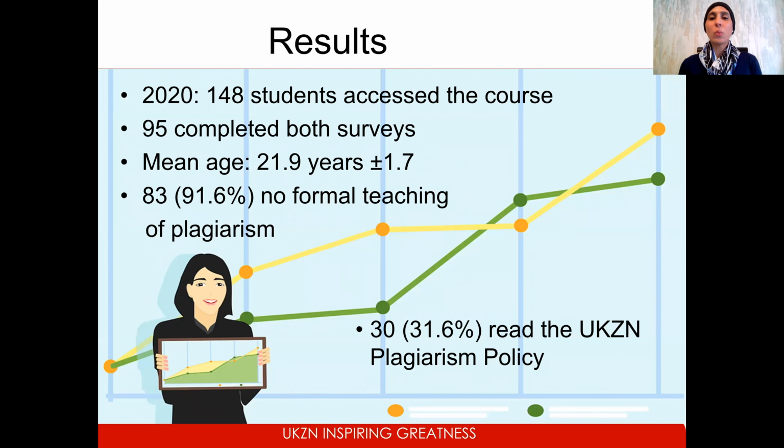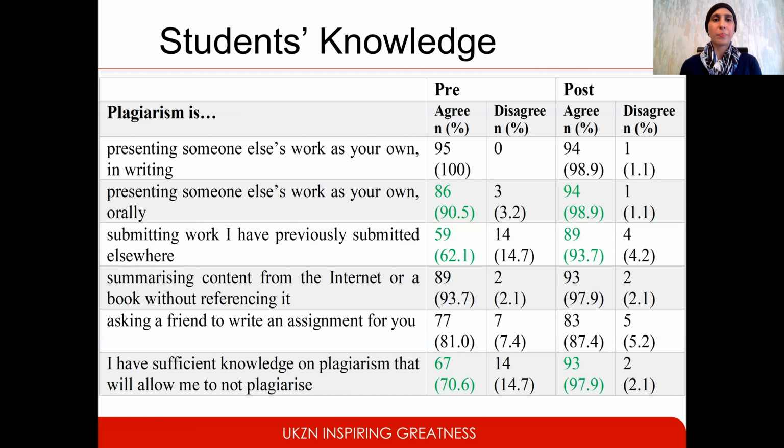So in 2020, we then offered this course at the beginning of the year after having made some minor tweaks to it. So 148 students accessed the course and 95 students completed both surveys, so at the beginning and at the end of the course. So the mean age of our students was 21.9 years, and 91% reported that they had not had any formal teaching of plagiarism previously. And only 31% had indicated that they had read the UKZN plagiarism policy.